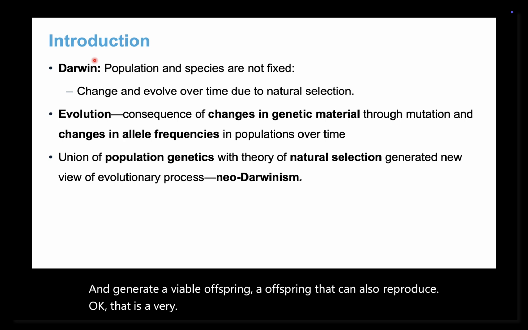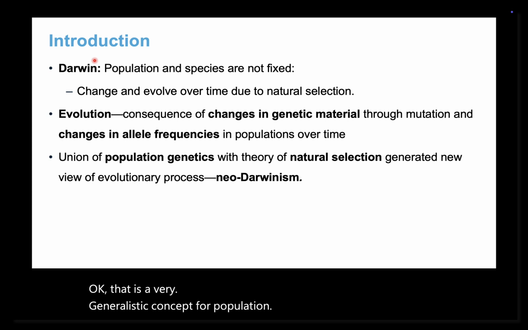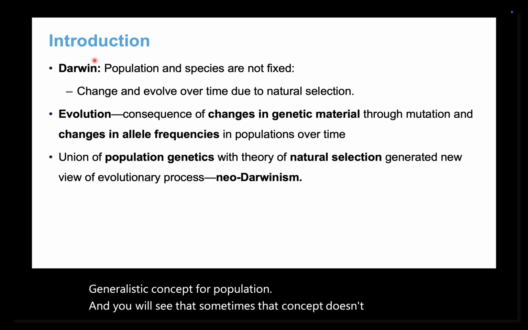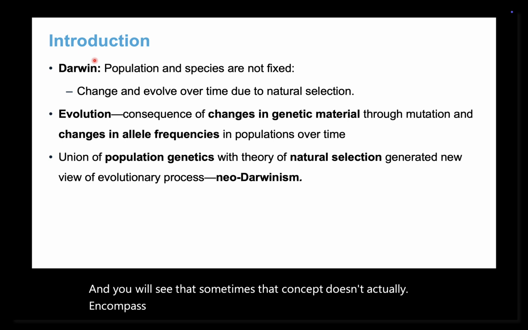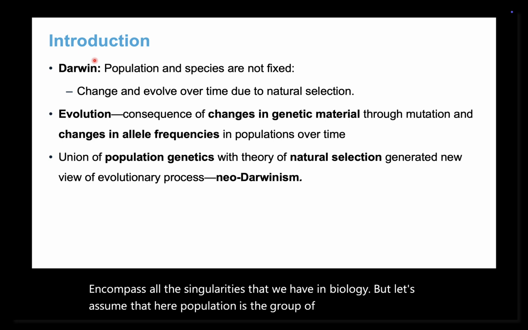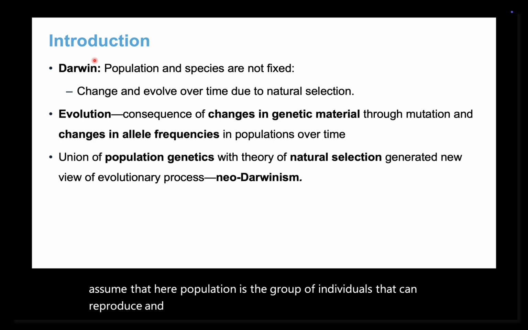Okay, that is a very generalistic concept for population, and you will see that sometimes that concept doesn't actually encompass all the singularities that we have in biology. But let's assume that here population is the group of individuals that can reproduce and generate a viable offspring, an offspring that can also generate another offspring.